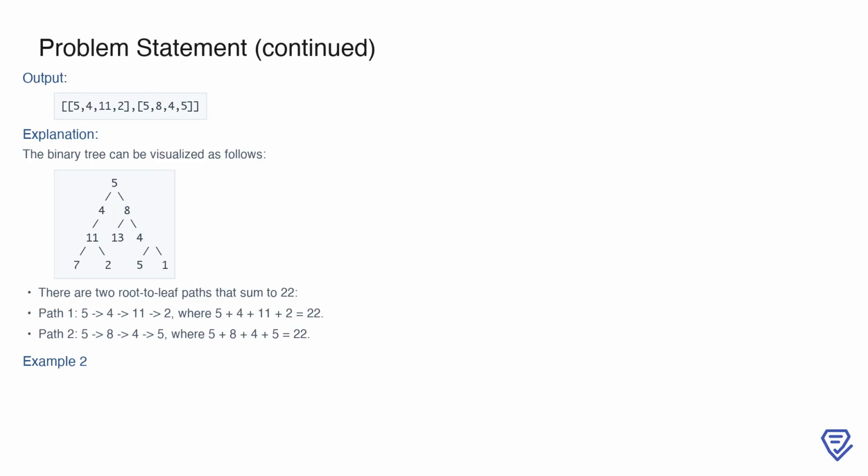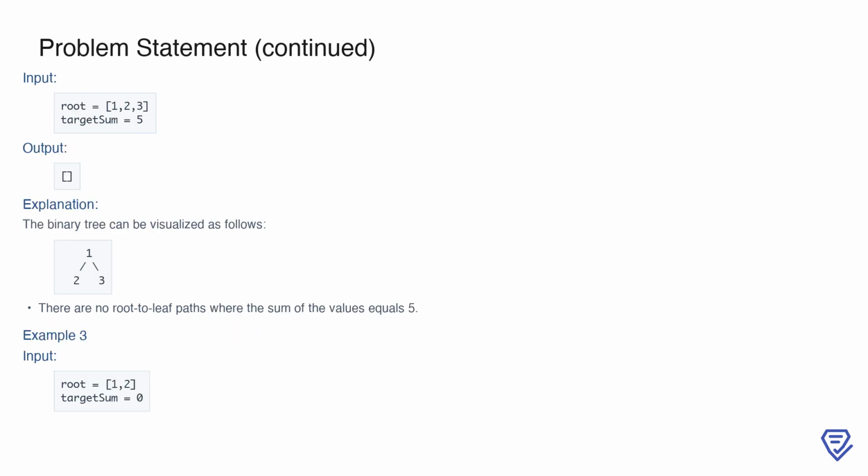The input binary tree is represented in array form as 5, 4, 8, 11, null, 13, 4, 7, 2, null, null, 5, 1, with a target sum of 22. The tree can be visualized as shown, with the root node at 5, branching into two subtrees. One of the valid paths is 5 to 4 to 11 to 2, which sums to 22. Another valid path is 5 to 8 to 4 to 5, which also sums to 22. Therefore, the output is a list containing these two paths, [5, 4, 11, 2] and [5, 8, 4, 5]. This demonstrates how we identify all root-to-leaf paths that meet the target sum condition.